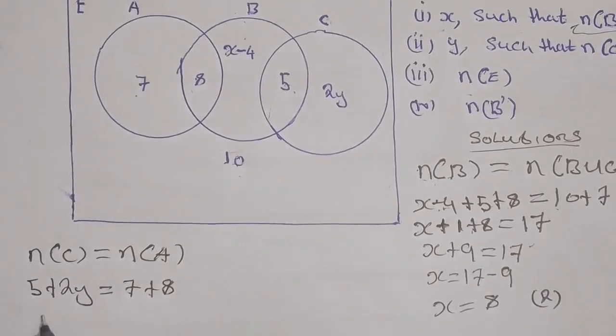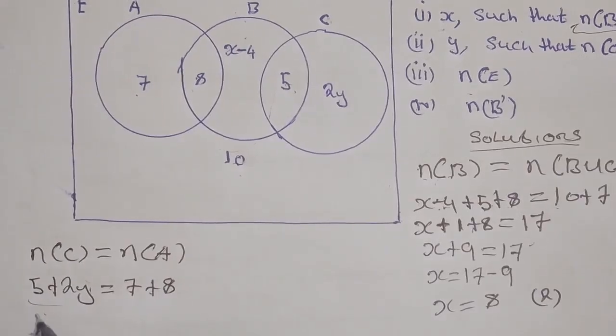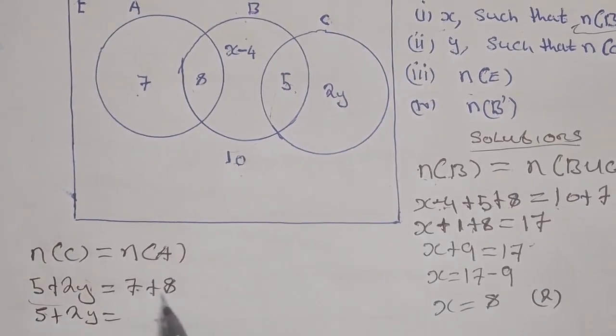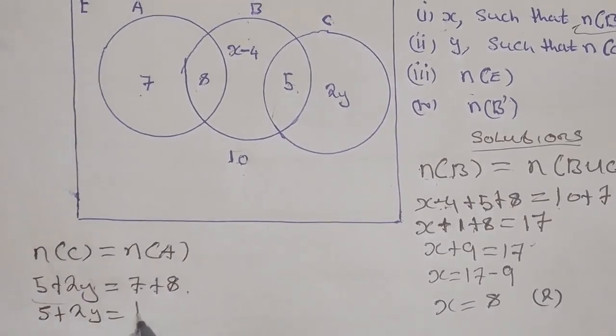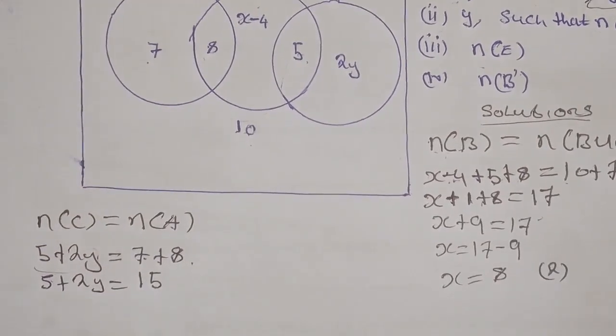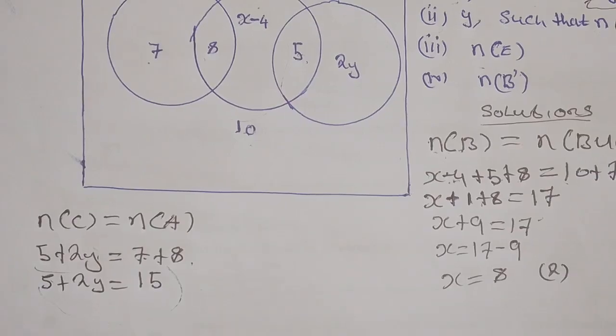So 5. So this here we can't add because these are unlike terms. So just maintain them. 5 plus 2y is equal to 7 plus 8. 7 plus 8 will give us 15. Then we just collect the like terms by taking 5 to this side. And remember, when it comes to this side, its sign will change.